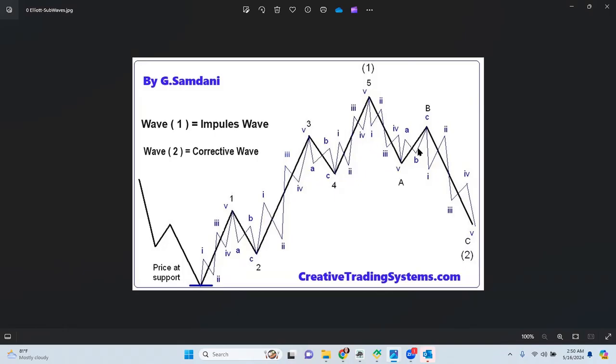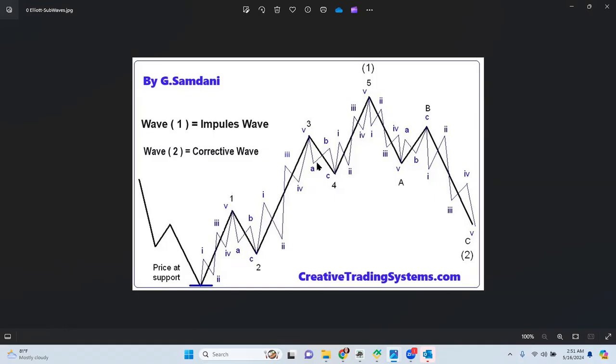So you can see here, wave 2 is a correction, and wave 4 is a correction, right? Now, the correction comes in 3 different ways, commonly. The first one is a zigzag, which is very simple. We already saw the video about that, right? And then the other one is called a flat. You have 3 common types of flats: regular flat, expanded flat, and running flat.